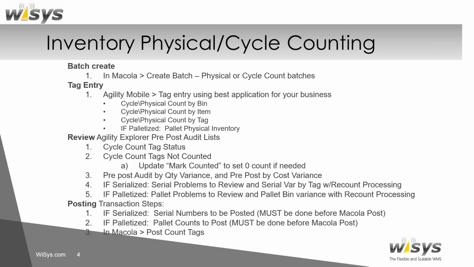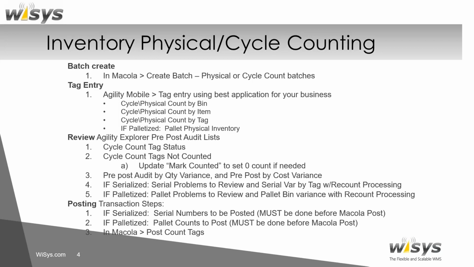We're going to walk through that batch create, talk about how you create those batches, because that is still done in Macola. And then we're going to open up Agility Mobile, and we're going to look at the applications that you can use to do tag entry. So as I said before, you can do that tag entry by bin, you can do it by item, you can do it by tag. Tag will also let you adjust them. And then if you're palletized, you can do a pallet physical inventory also.